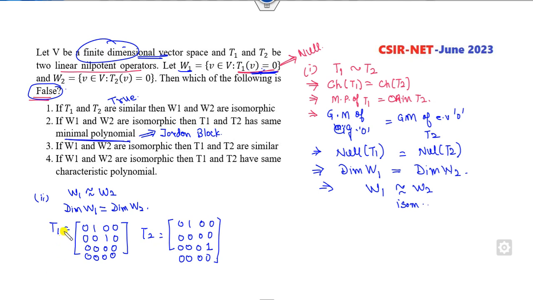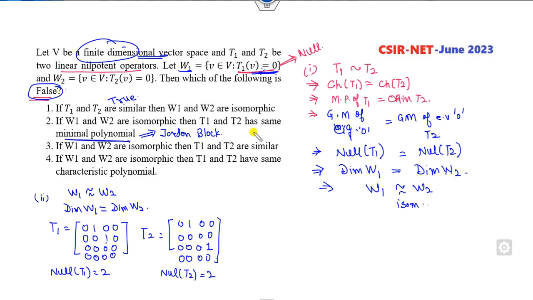Then what is the dimension of this? It's 4 cross 4. Rank is 2. Nullity of T1 is 2. Nullity of T2 is also 2. Rank is also 2. It means the dimension is the same. It's satisfied. Now the nullities are the same.